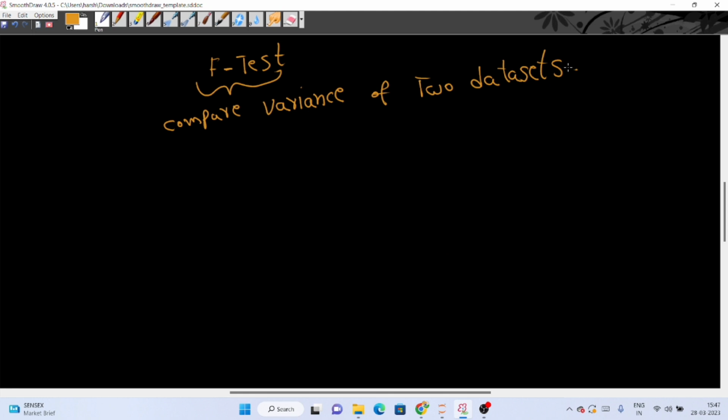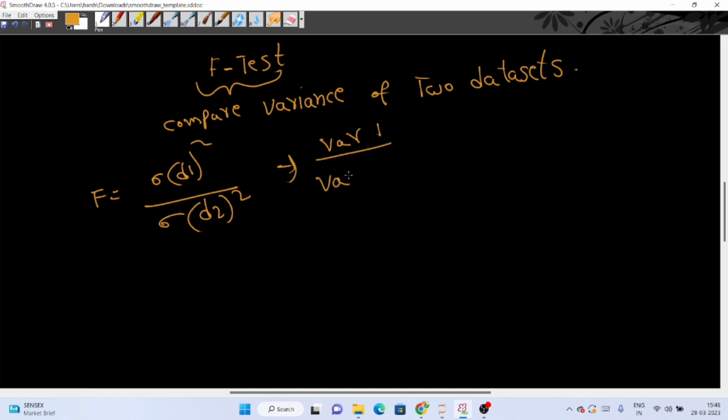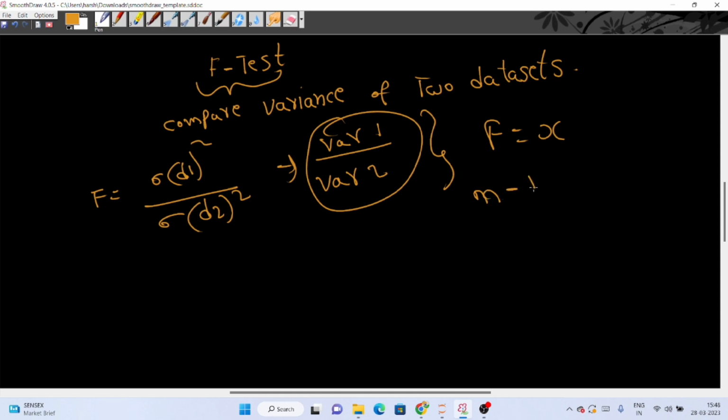Firstly, we have a formula for the F-test: F is equal to sigma of data 1 squared by sigma of data 2 squared, which is nothing but variance 1 by variance 2. After doing this calculation, we will get an F value. Let's say that is going to be X, for example. After finding this value, we have to calculate the degree of freedom for both the data sets. That formula is n minus 1 for each data set. That means for both data set 1 and data set 2, the degree of freedom is n minus 1. But also we may get a value of alpha in the question itself.